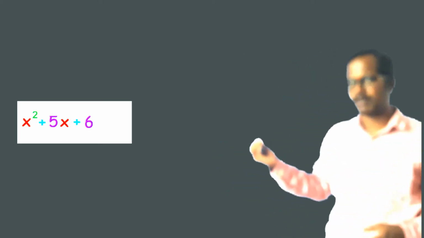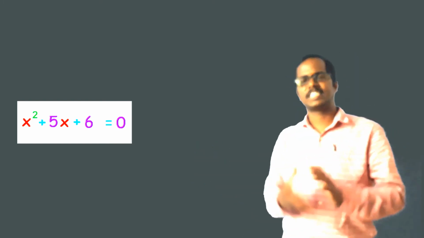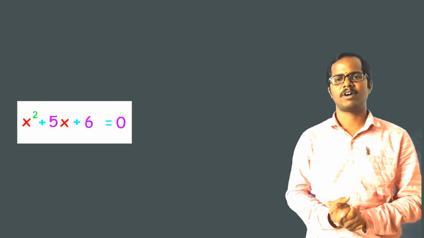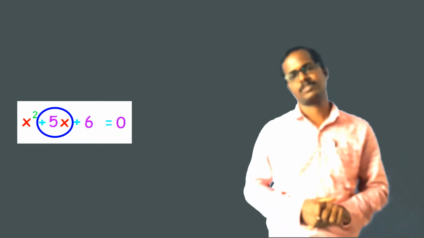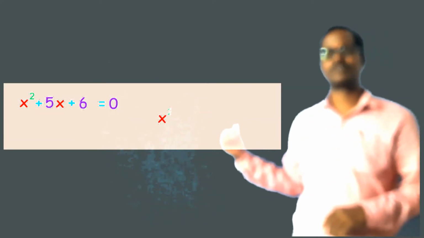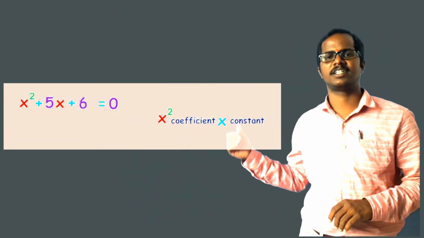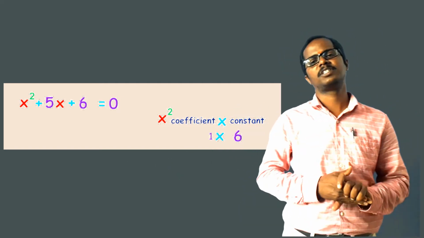To solve this quadratic polynomial, we need to factorize it. In an earlier video we have discussed how to factorize a quadratic polynomial. For that, we need to split the middle term as the sum of two other terms such that the product of those two terms equals the product of the x square term and the constant term. So let us do some rough work to split the middle term. First we need to take the product of the x square coefficient and the constant. Here the x square coefficient is 1 and the constant term is 6. So the product of these two equals 6.